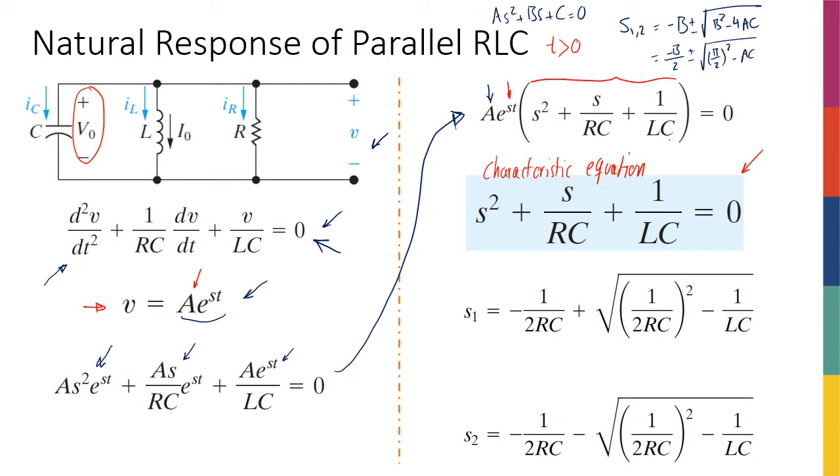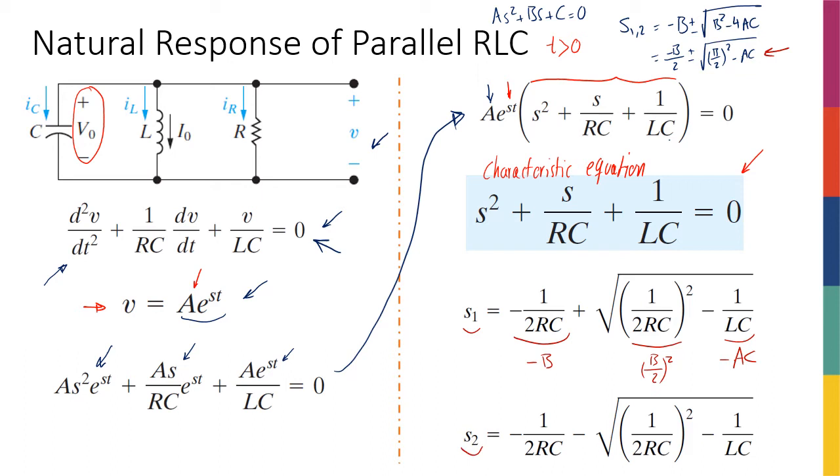In this case, we're using this one, right? So this is basically the coefficient 1 over RC divided by 2. So that's negative B. This is B divided by 2 squared. And this is minus AC. So 1 over LC times 1. Okay. So that's one. That's my s1 and that's my s2.